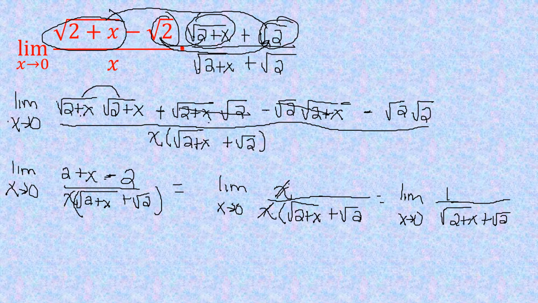And I get 1 over the square root of 2 plus square root of 2. The x went away because it was the limit as x approaches 0, so I get 1 over 2 root 2. Is that not fun or what? And that is our final answer.